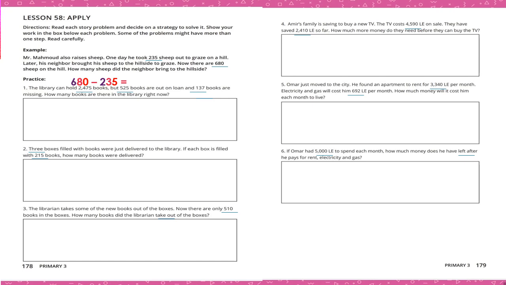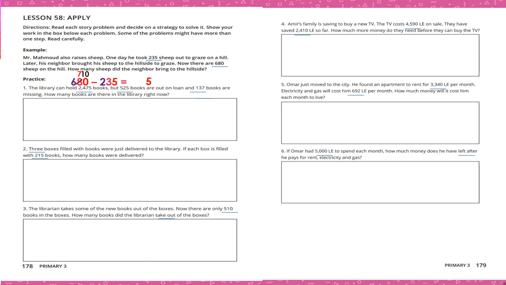What shall we do to solve? Ones with ones, tens with tens, and hundreds with hundreds. 0 minus 5. Can you take 5 from 0? No, I can't. So what shall we do? Regrouping. So I will go to the next door, 8. Can you give me 1? Yes. So 8 will be 7 and 0 will be 10. Here I can solve. 10 minus 5 equals 5.